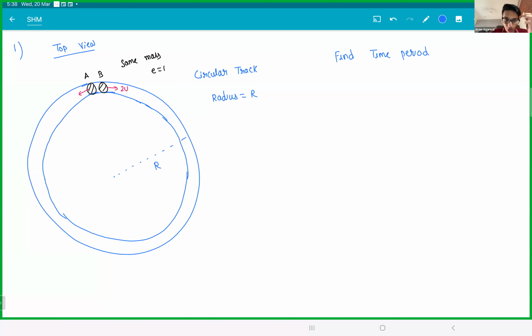Initially, A does not have velocity, right? B has also u velocity. Oh, A is having u and B is having 2u. Find the time period of this system, or the time period of this motion.